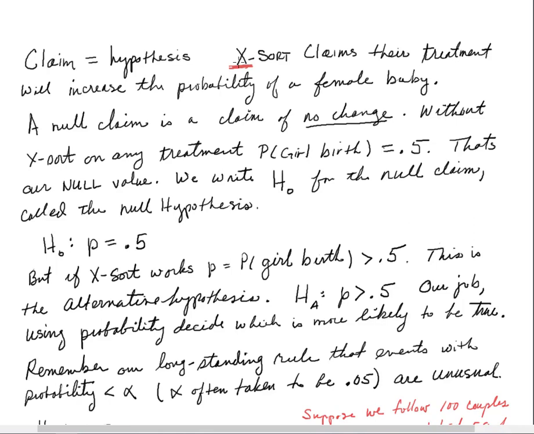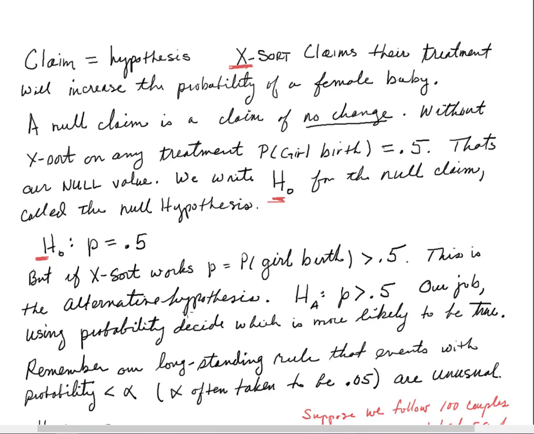Now, a null hypothesis is a claim of no change. Everything is just like it was. So without Xsort or any treatment, the probability of a girl birth would be about 0.5. So that would be a null value, a claim of no change in what has been experienced in the past. And we would write H0 for the null hypothesis. So H0 is going to be our null hypothesis. And H0 is that P, the probability of a female birth, is equal to 0.5.